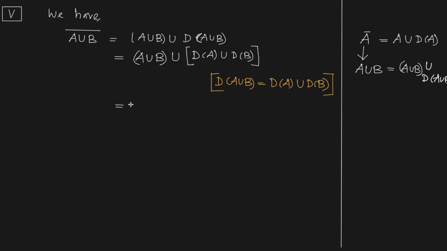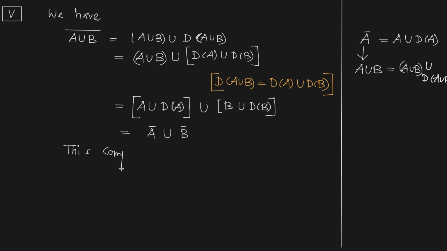Now we arrange this, that is A union derived set of A, union B union derived set of B. So A union derived set of A means A closure, and B union derived set of B is B closure. So closure of A union B is equal to A closure union B closure. So this completes the proof.